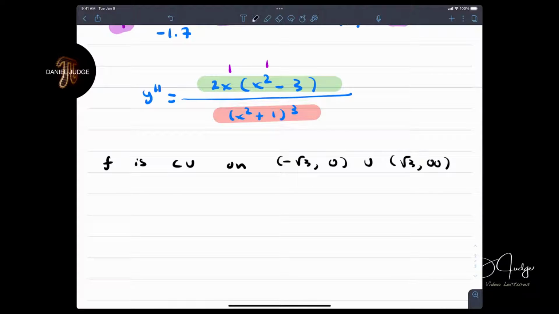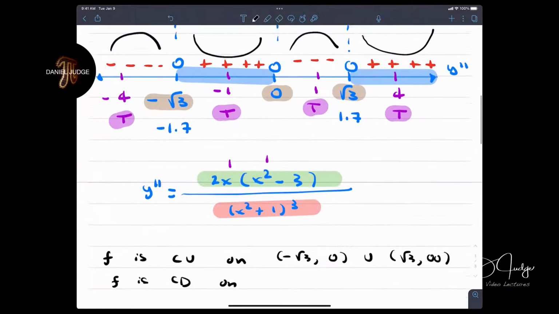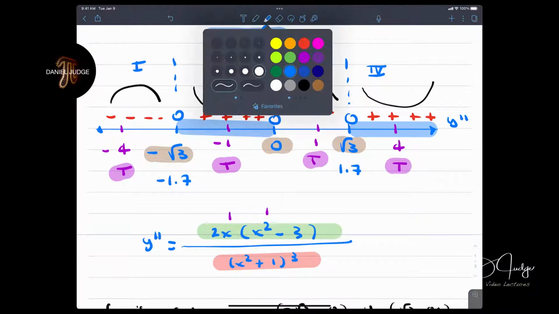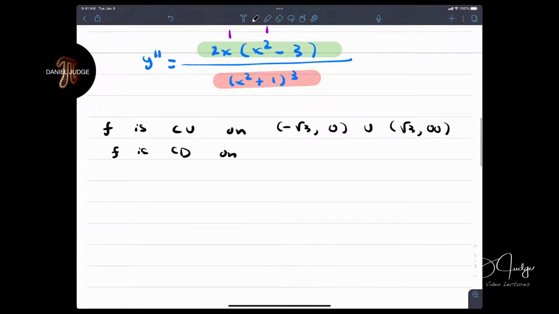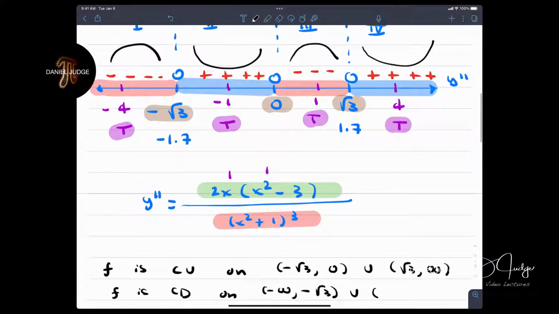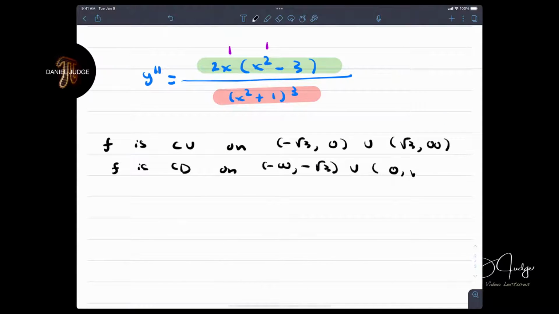Now my function is concave down, and you say which intervals are concave down? Negative second derivative: negative infinity up to negative square root of 3, and then from 0 to positive square root of 3. Negative infinity up to negative square root of 3, then 0 to positive square root of 3.